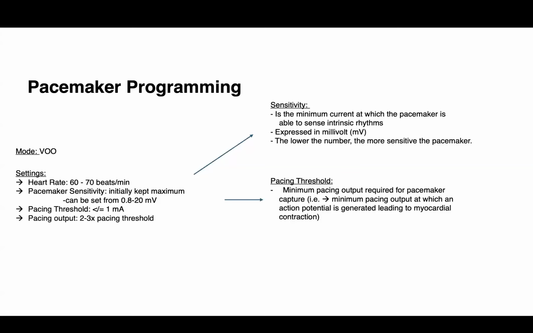Then you have pacing output, that is about 2 to 3 times the pacing threshold. The pacing output is the current with which it produces a brief pulse. So we have three important parameters: sensitivity, threshold, and output. Sensitivity is initially maximum, then you reduce it to the lowest possible, but it is kept anywhere between 0.8 to 20. Then pacing threshold lesser than or equal to 1 milliampere, and pacing output has to be 2 to 3 times the pacing threshold.